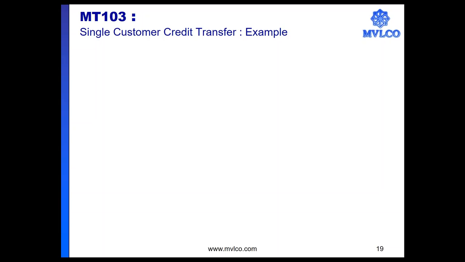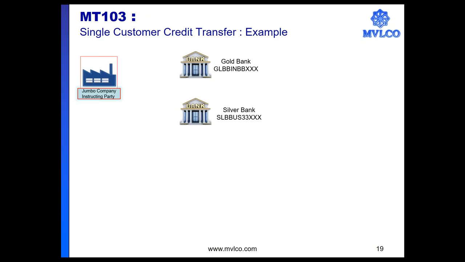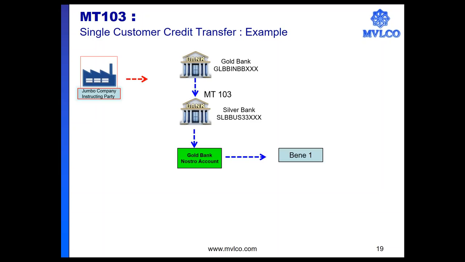If we take the same example, but only with one beneficiary to be paid, only one party to be paid, I would use an MT103. So in case of MT103, again, in this case also, Jumbo is not a customer of Silver Bank. Jumbo is a customer of Gold Bank only. And at Gold Bank, Jumbo has its account. So this message would be sent by Gold Bank on behalf of Jumbo company. Jumbo is the ordering customer here for Gold Bank.